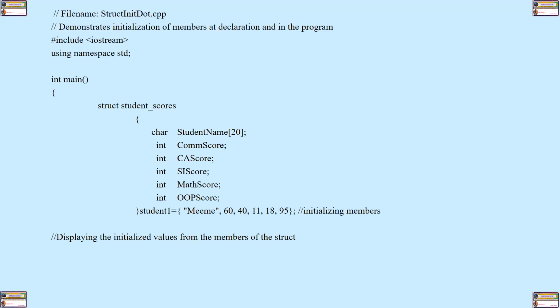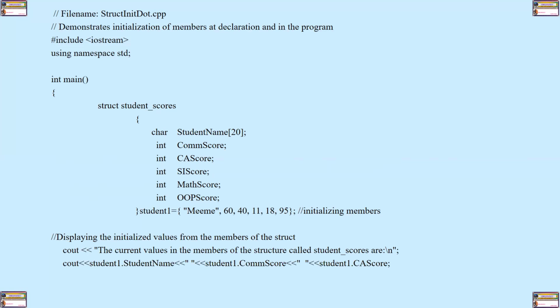Once you've done that, you can then display the values from this structure. You write them out using the output statements, just as you have seen. So, cout: this message will be displayed on the screen. The current values in the members of the structure called student scores are. So that statement will appear on the screen, and the cursor will blink on the next line. Then the next statement is for writing out the content of the member called student name.